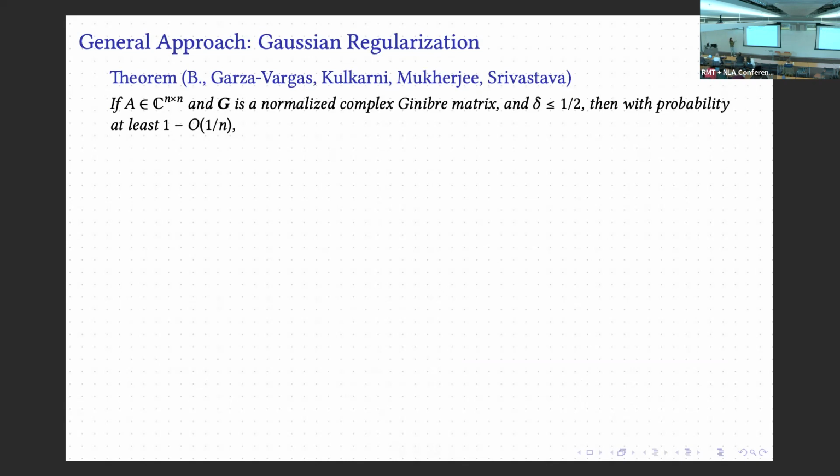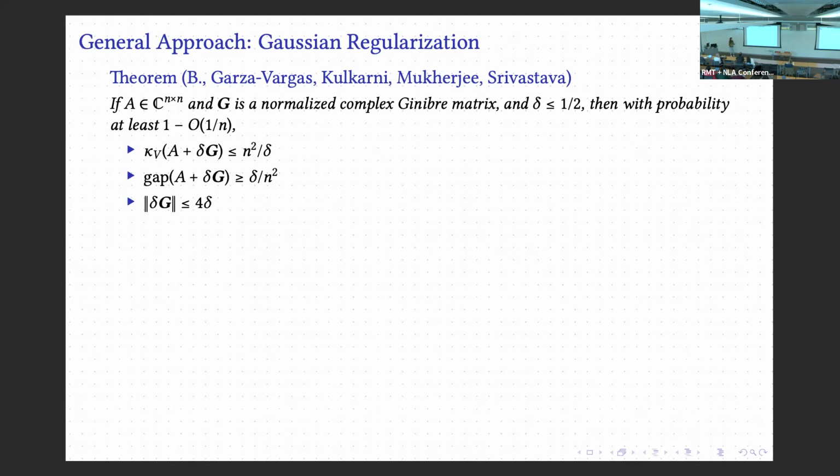If A is any matrix, could be the matrix from the previous slide, and G is a normalized complex Ginibre matrix, in other words, it has independent complex Gaussian entries, and delta is some small parameter, then with fairly large probability, the eigenvector condition number of this matrix is pretty well controlled. It's polynomial in n over delta. And its eigenvalue gap is also well controlled. It's the inverse of that. And moreover, this matrix delta G is somewhat small.